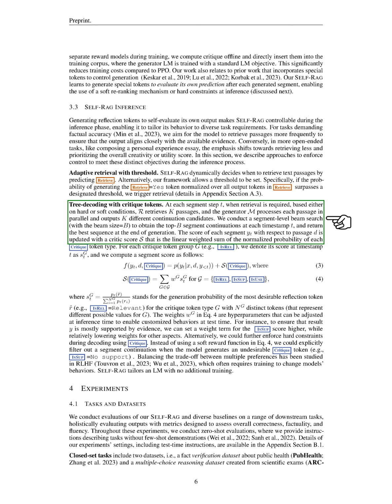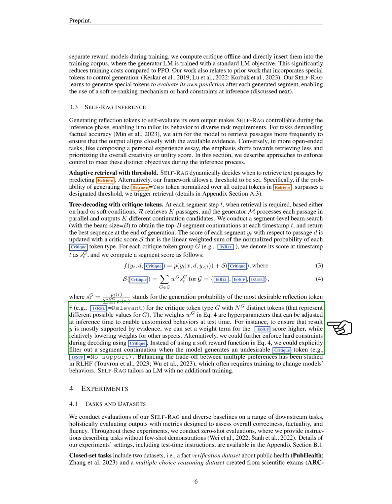The score of each segment with respect to a passage is updated with a critic score, which is the linear weighted sum of the normalized probability of each critique token type. The weights in this equation are hyperparameters that can be adjusted at inference time to enable customized behaviors. For instance, to ensure that the result is mostly supported by evidence, we can set a weight term for the support score higher, while relatively lowering weights for other aspects.